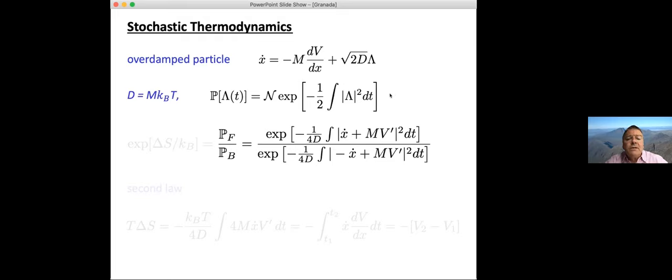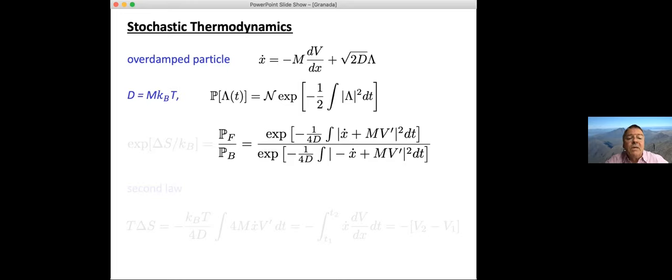So we know that lambda is some Gaussian process, and just by saying that x dot plus M dV/dx is equal to square root of 2D lambda, we can calculate the probability for a forward path trajectory, which is the top line of the next ratio here. But I can also consider the reversed path, in which I reverse the velocity but keep the potential the same. And that gives me a probability for the reversed trajectory, which is the denominator in the ratio there.